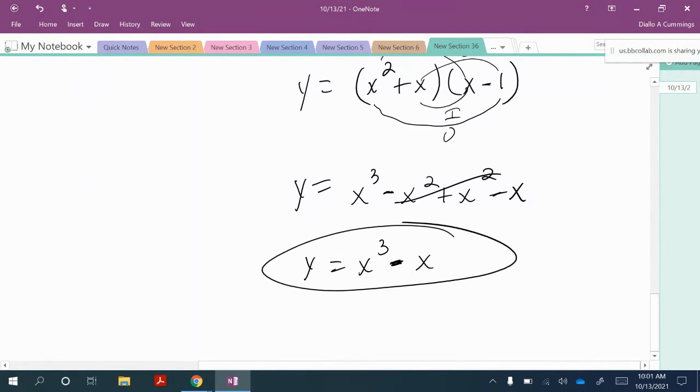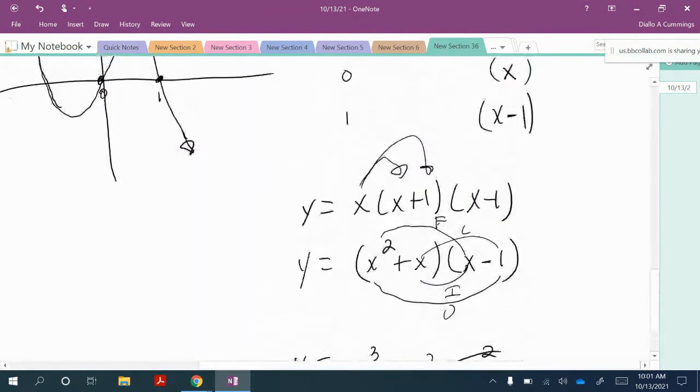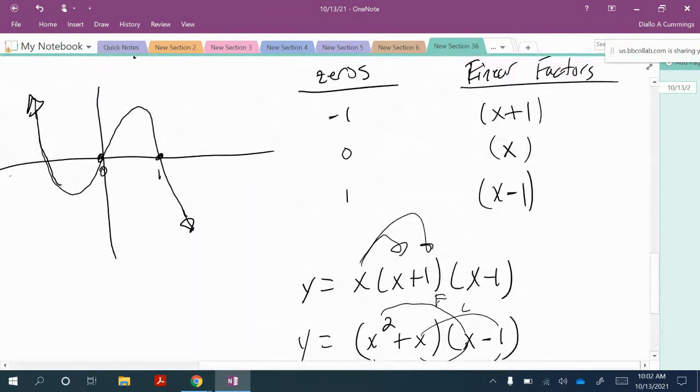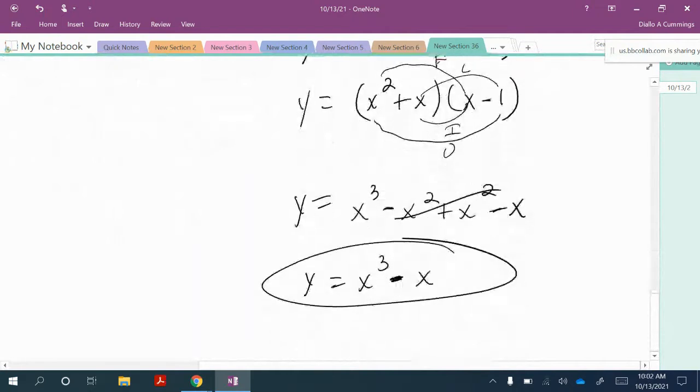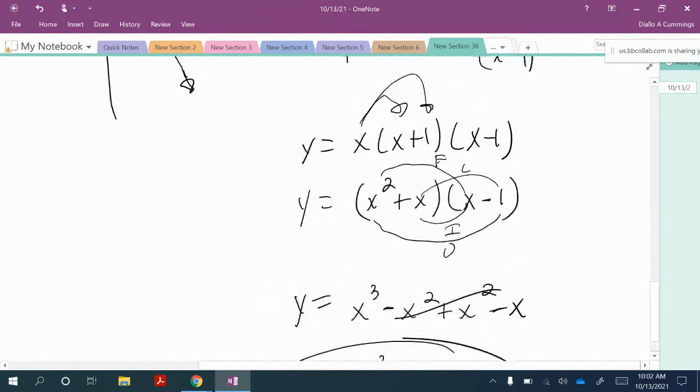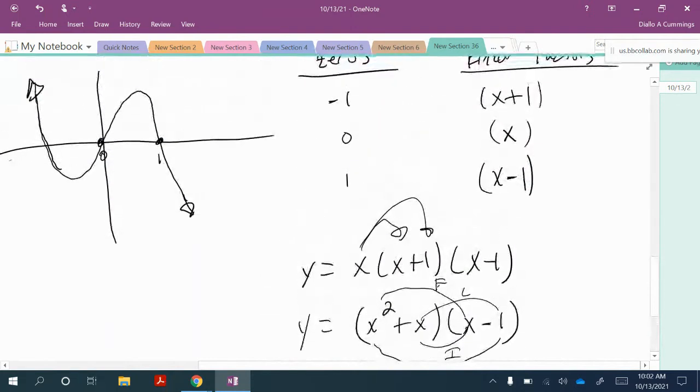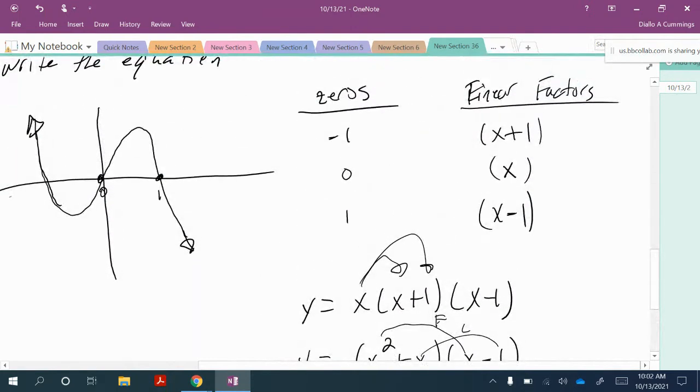right, as our equation. Notice that this graph forms that S shape we talked about, which alludes to the fact that it should be a cubic equation. Okay. Now next we're going to talk about multiplicity and zeros, sort of quick.